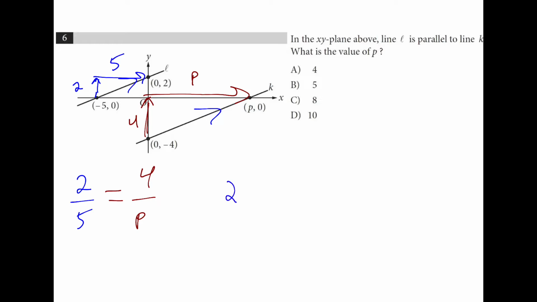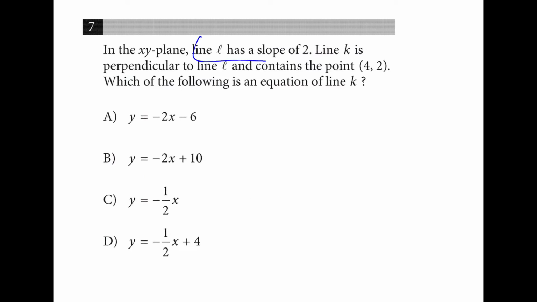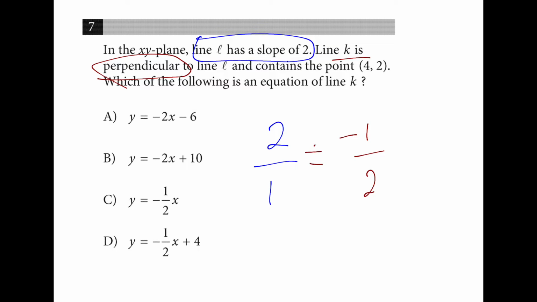If I cross multiply, I get that 2p is equal to 20, or p is equal to 10, because the slopes have to be equal. If line L has a slope of 2, I can write that as 2 over 1. Since line K is perpendicular, you take the opposite reciprocal, meaning you flip the fraction and you make it negative.